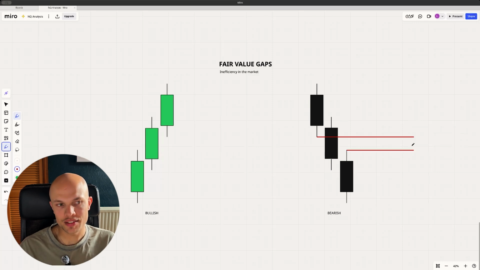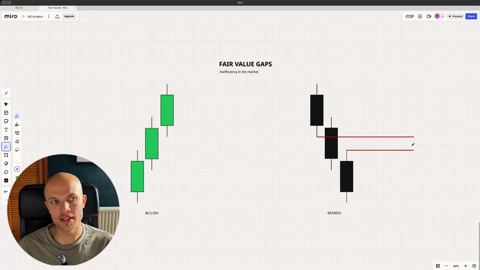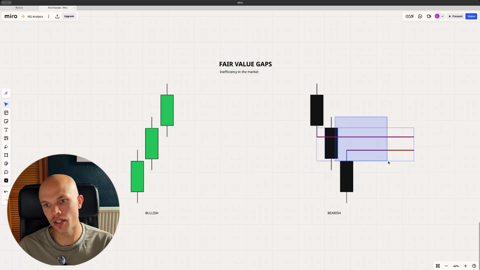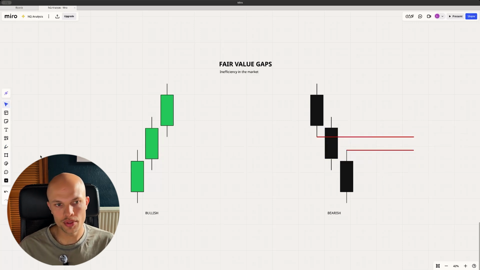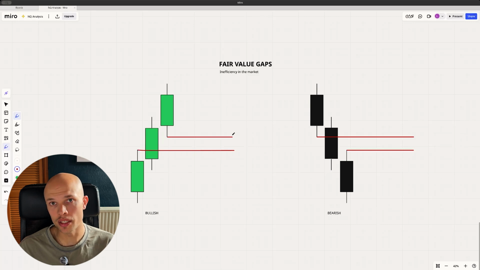Now, what exactly is a fair value gap? A fair value gap is an inefficiency in the market. So as we know, the market likes to rebalance the inefficiencies. So this is why we use them. How exactly do we trade fair value gaps?